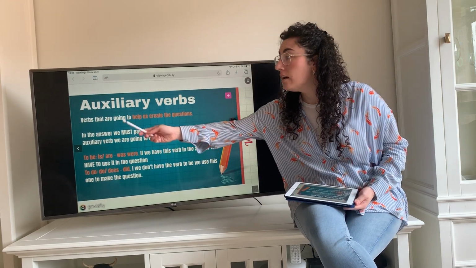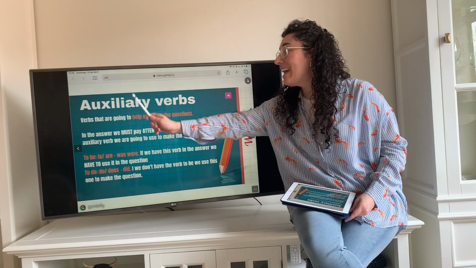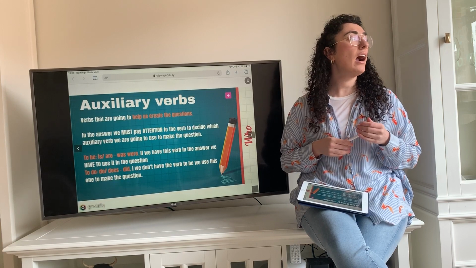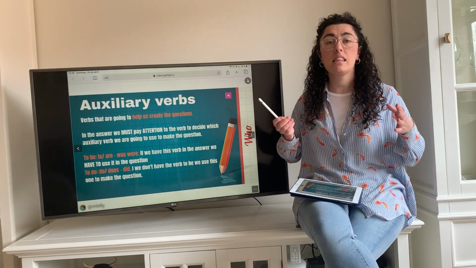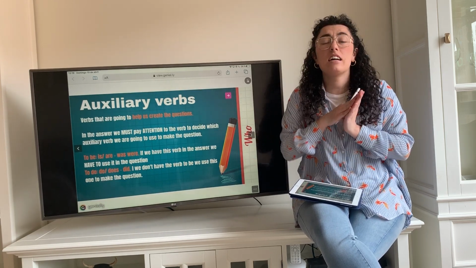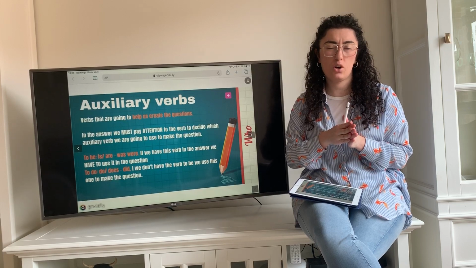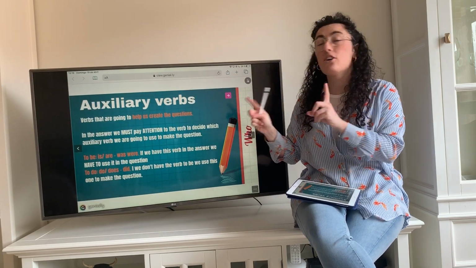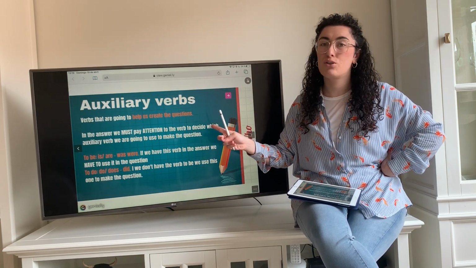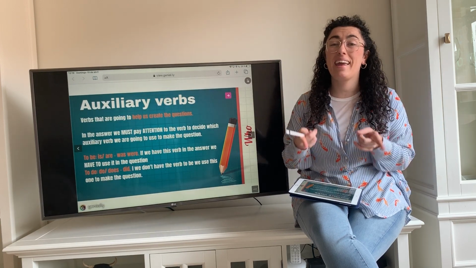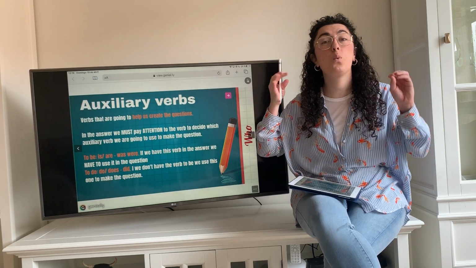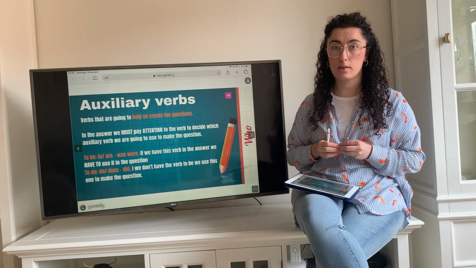An auxiliary verb is a verb that helps us to create questions. These verbs are helping verbs, okay? They are going to help us to make the question. And they are very, very important, okay? They are super important. Because if we don't use auxiliary verbs in questions, the questions are not correct, okay? So we need to pay a lot of attention to auxiliary verbs, and we must use them when we create a question, okay?